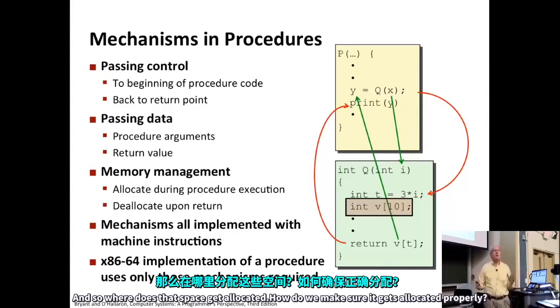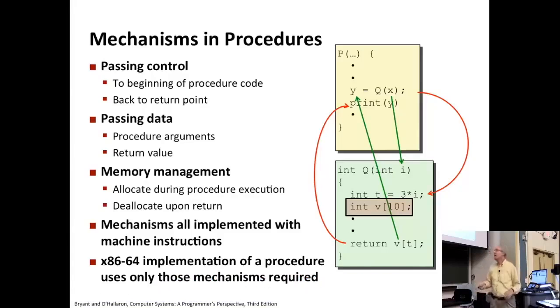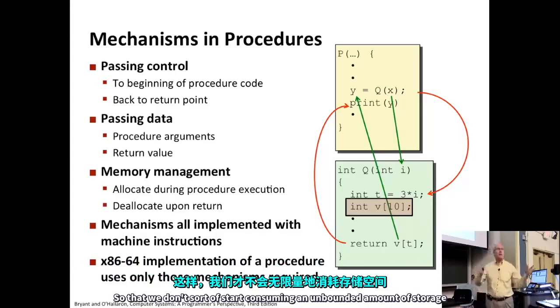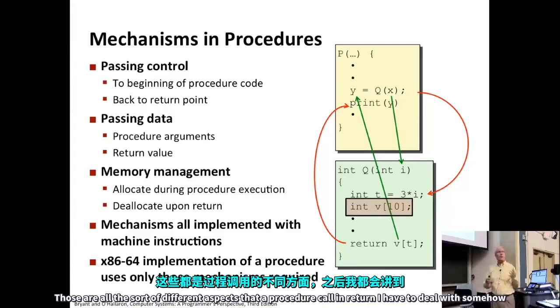And then finally, a function might have some local data that requires allocation of some amount of space. And so where does that space get allocated? How do we make sure it gets allocated properly? And in particular in C, as you know, when a function returns, any local data that it allocated should get deallocated, should be freed up so that we don't start consuming an unbounded amount of storage. So how do we do that? Those are all the different aspects that a procedure call and return have to deal with somehow.